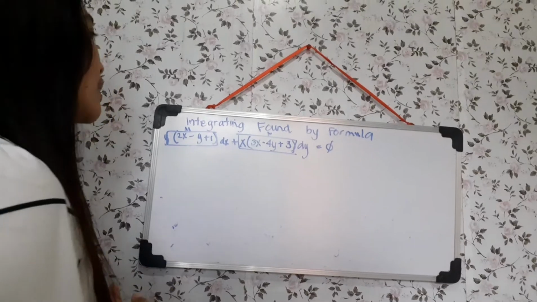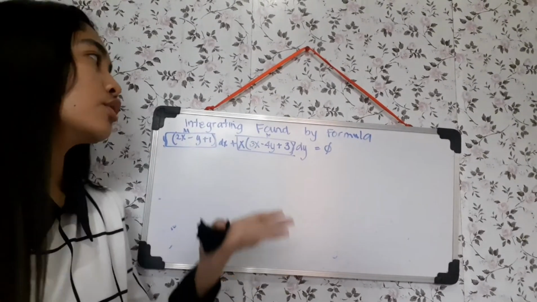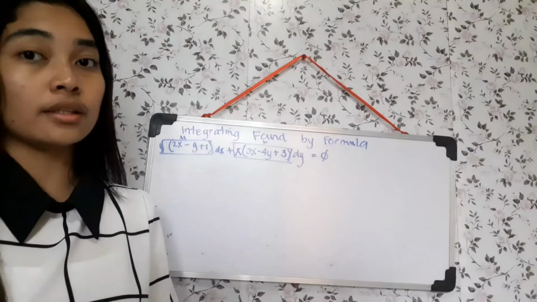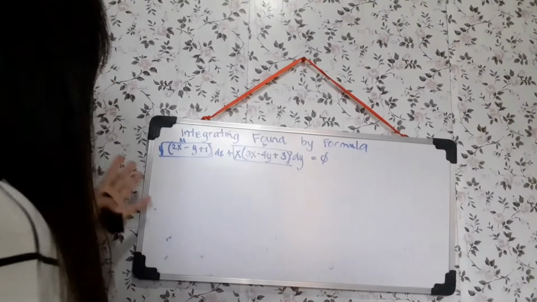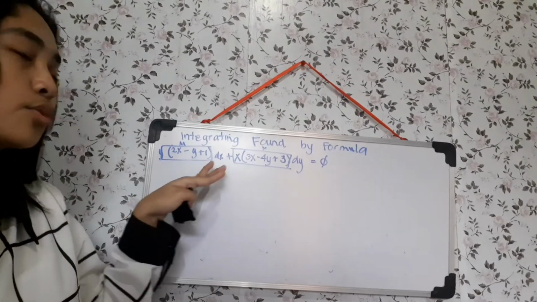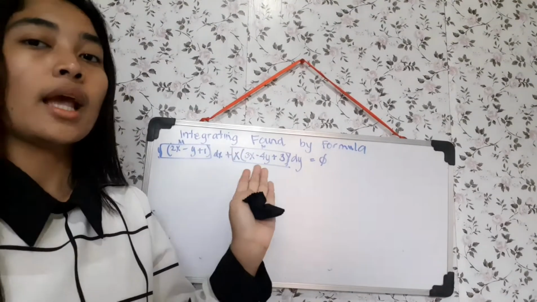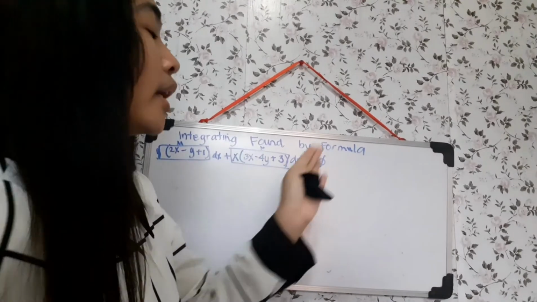So, for the last topic, I will discuss to you the integrating factor by formula. And for you to better understand, I will give an example. So, y times (2x minus y plus 1) dx plus x times (3x minus 4y plus 3) dy equals 0.